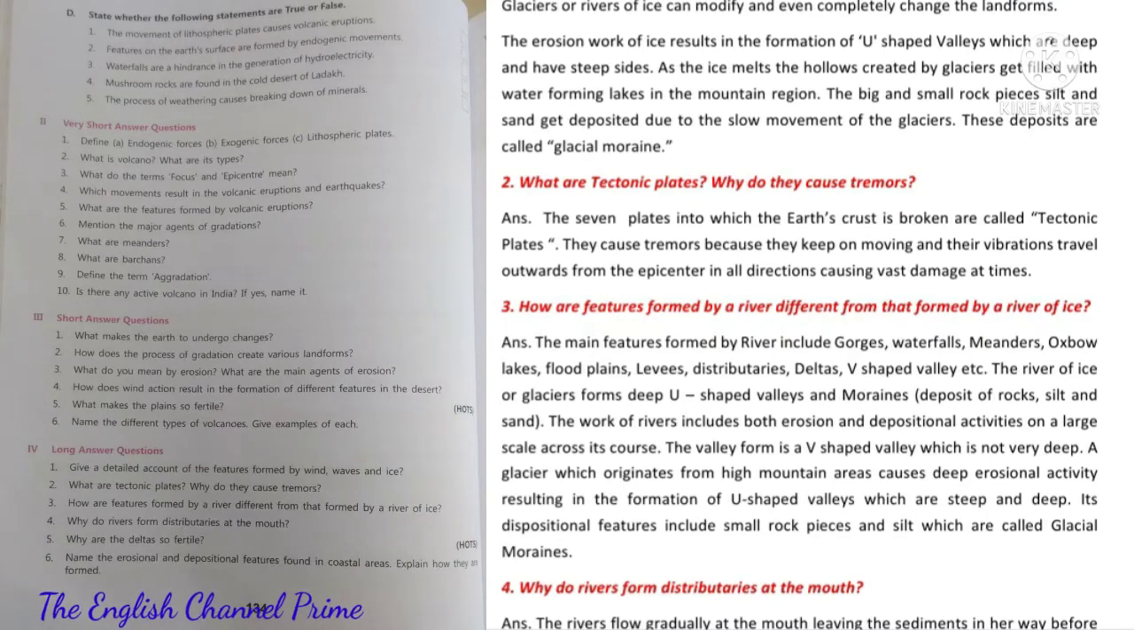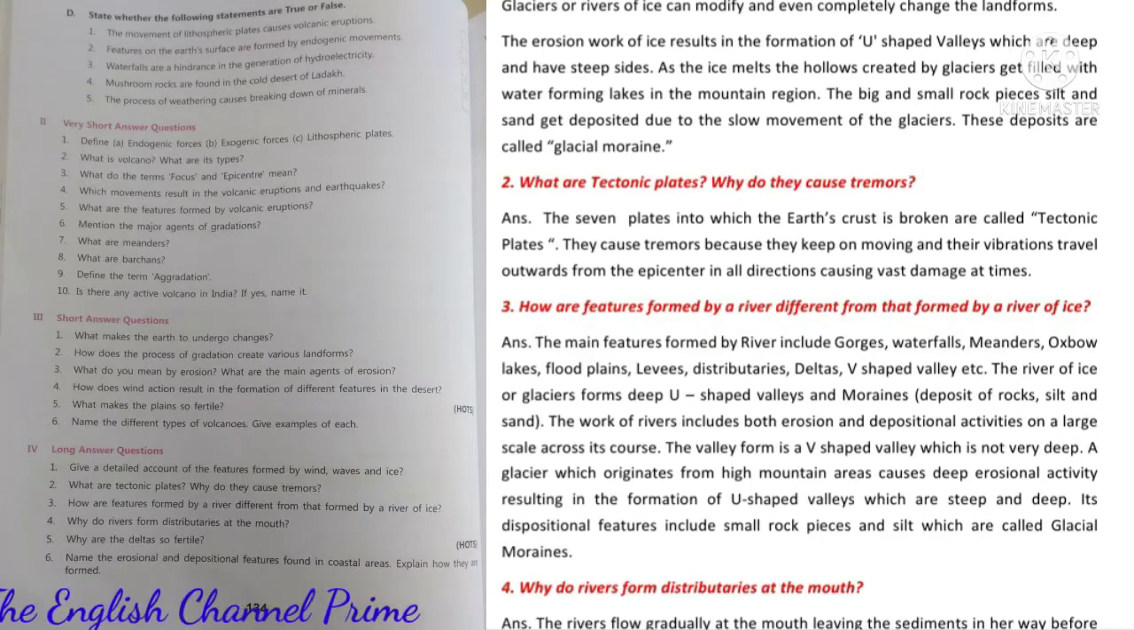The glacier, which originates from high mountain areas, causes deep erosional activity resulting in the formation of U-shaped valleys which are steep and deep. Its depositional features include small rock pieces and silt which are called the glacier moraines.